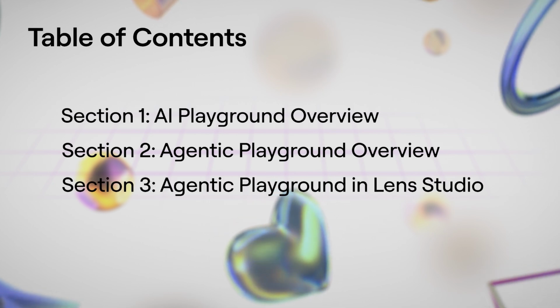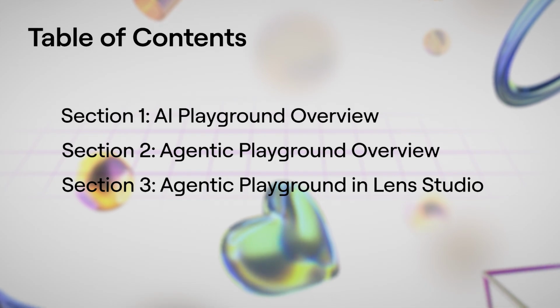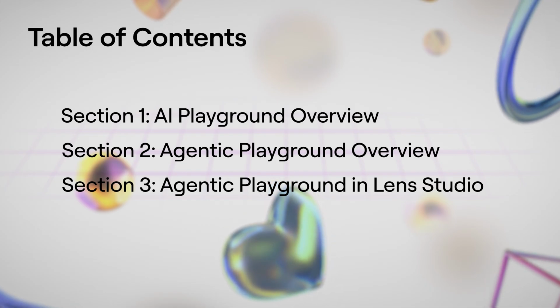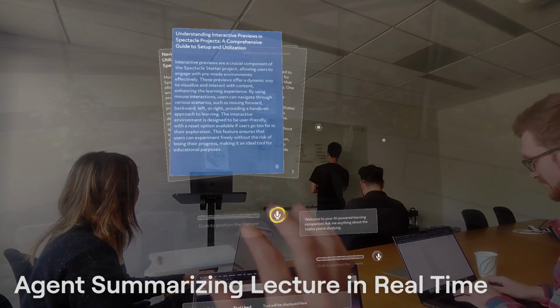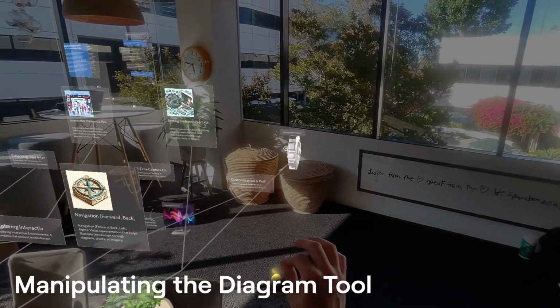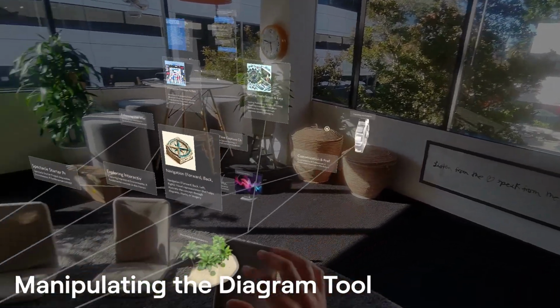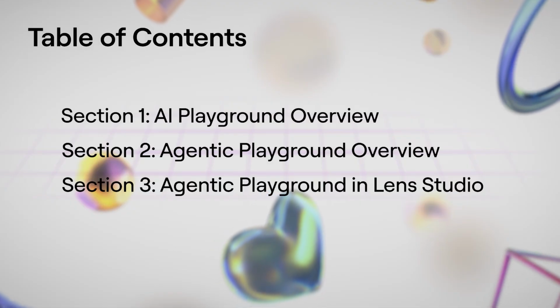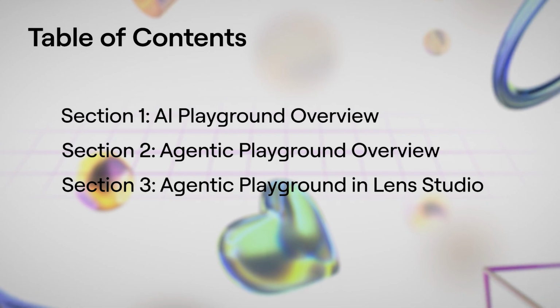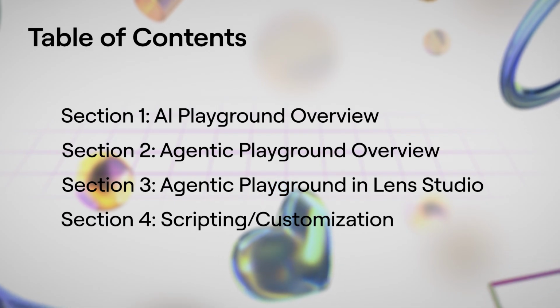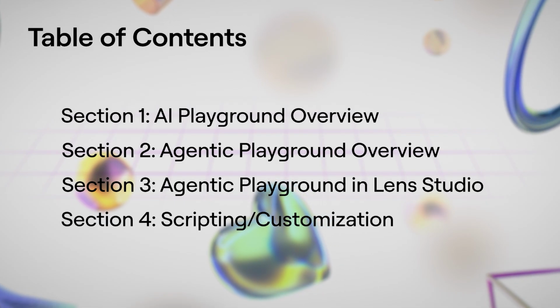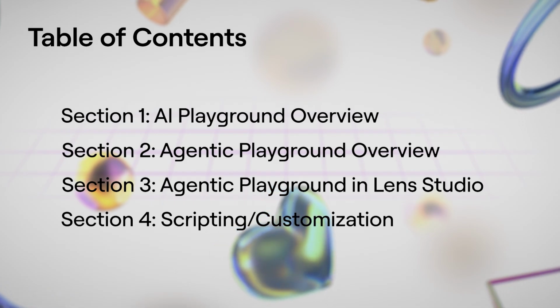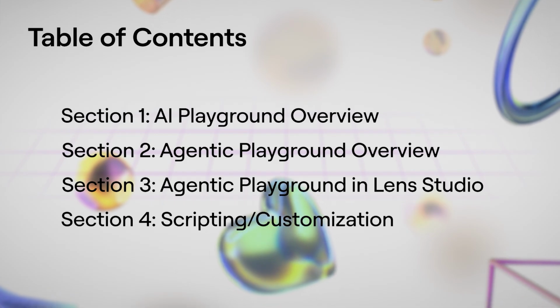Then we'll go through the Agentic Playground overview in Lens Studio, watching all of the components like chat, summary, and diagram, which are components that build upon all of this AI infrastructure that there is in the AI Playground. Then we will test these components in Lens Studio. We will take a look at how the script is organized across all of the project to understand all of the details and what to change if we eventually want to change.